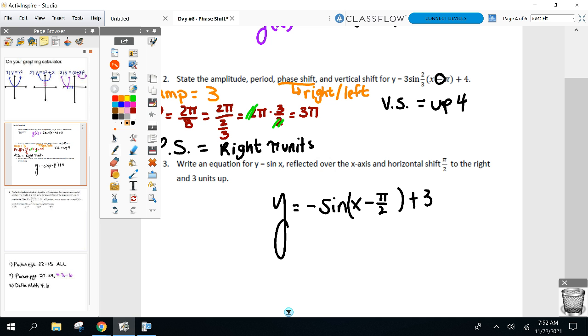Just to make sure, reflected over the y-axis was here, horizontal shift was here, and then 3 units up was here. Do you guys feel comfortable, or do you want to ask anything before I go on to the last one? Because I'm going to let you do this one on your own to end it.